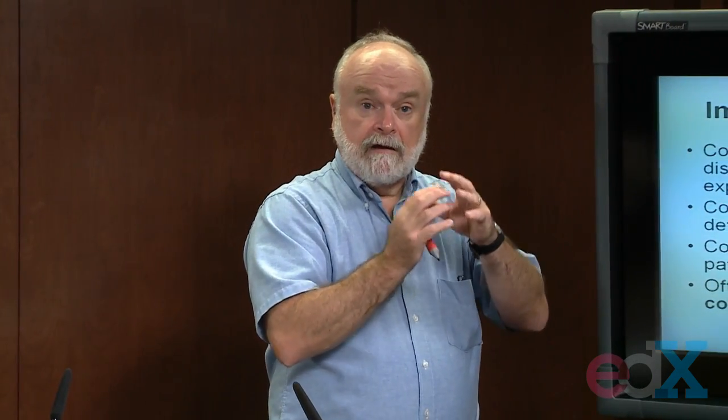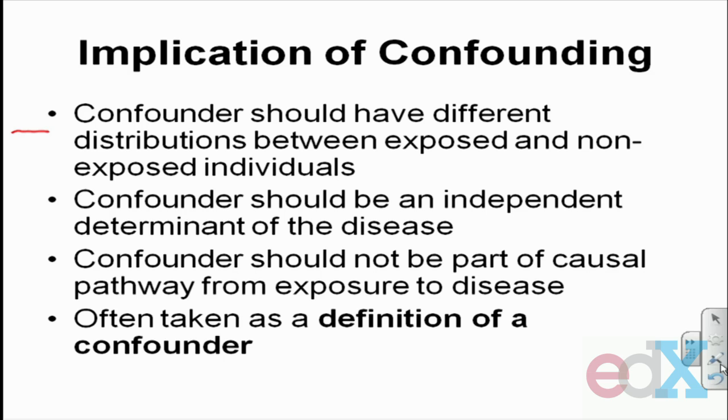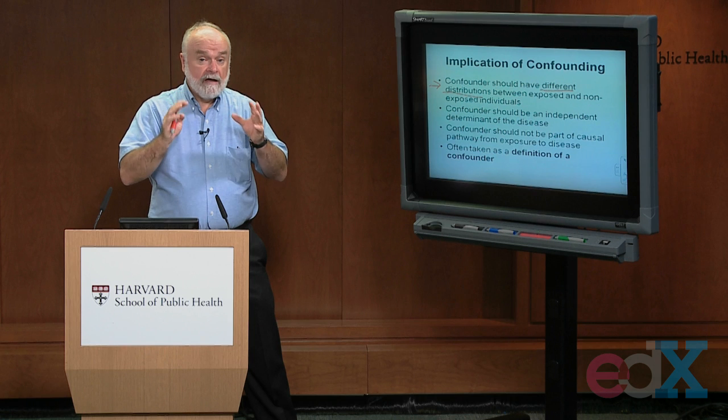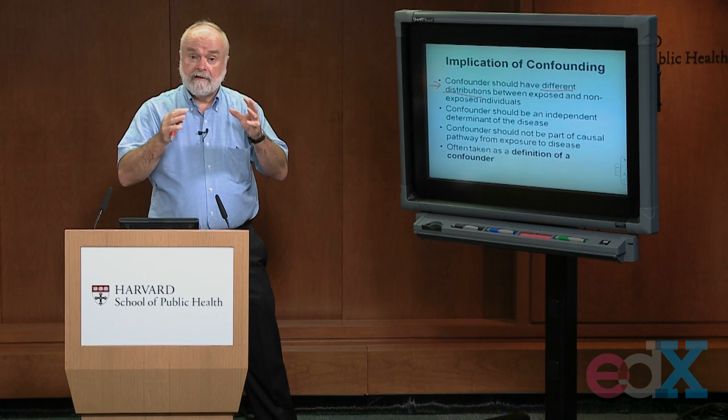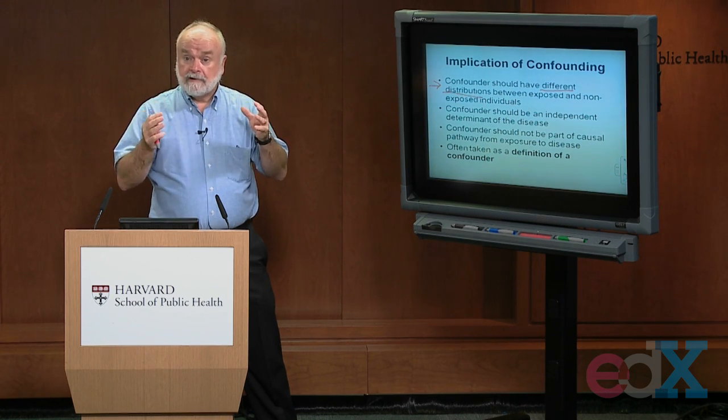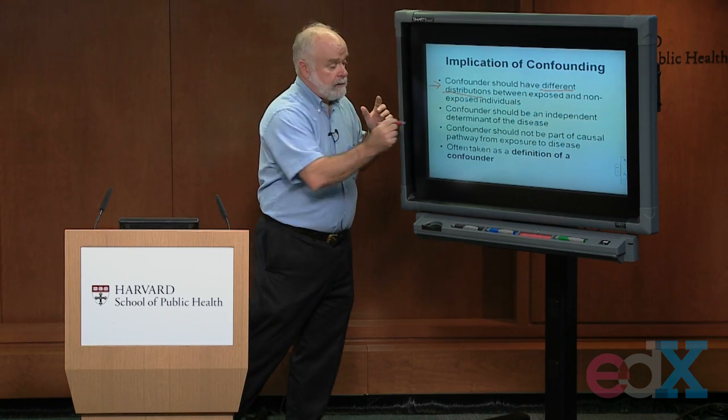That arrow connecting the confounder to the exposure, age to smoking, says that a confounder has to have different distributions in the two groups you're comparing. I told you, for example, the smokers were much older than the non-smokers in the previous example. That's one property a confounder has to have. But that alone is not enough to make age a confounder. It has to have another property.